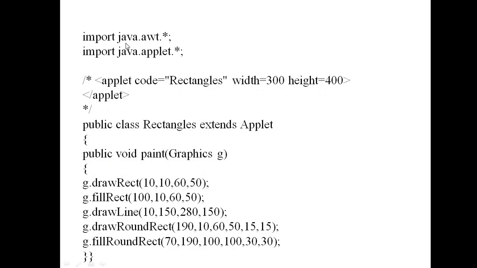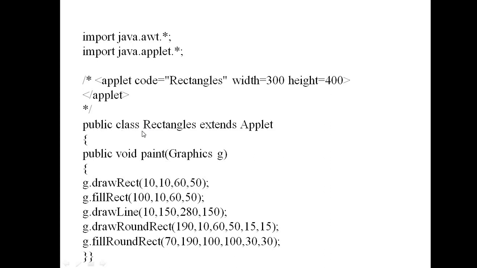See here, import java.awt. AWT stands for Abstract Window Toolkit, and the second import package is java.applet. So AWT package and applet package support is there. All the classes from AWT and applet packages are used in our program. So all the support from applet and AWT, but we are just using two or three different methods. So applet code commented here.